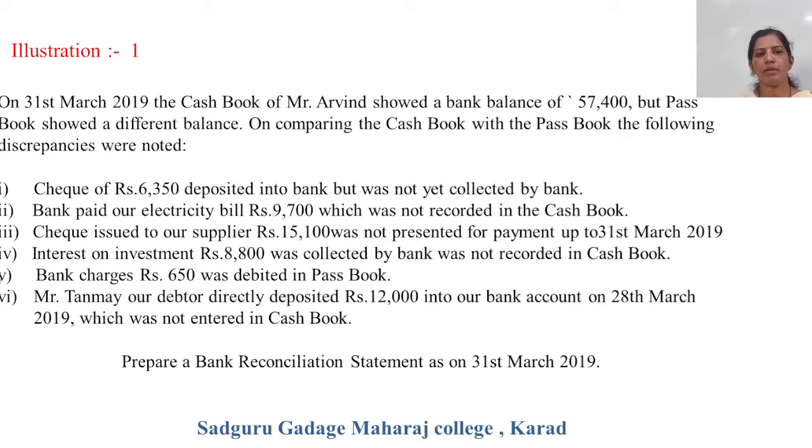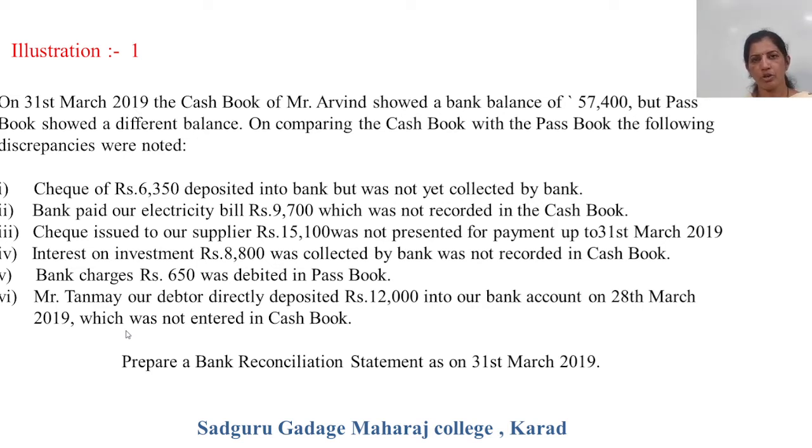Next, transaction number 4. Interest on investment rupees 8,800 was collected by bank, was not recorded in the cash book. See, interest on investment collected by bank, not recorded in the cash book. This transaction is recorded only in the passbook and not recorded in the cash book. When the bank collects interest, it is recorded at the receipt side, meaning the credit side of the passbook. This transaction has cross effects.